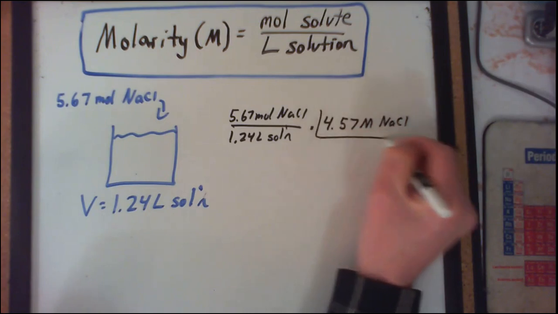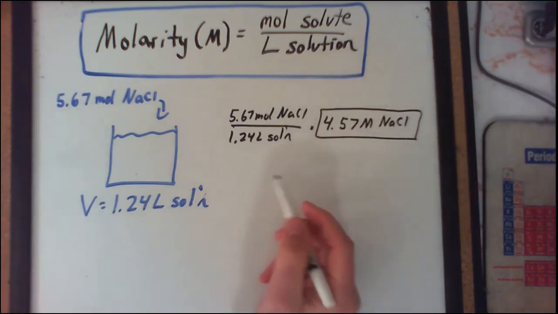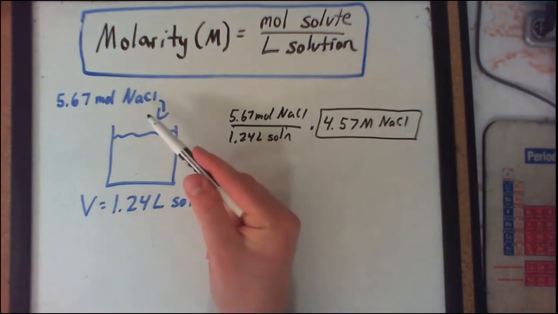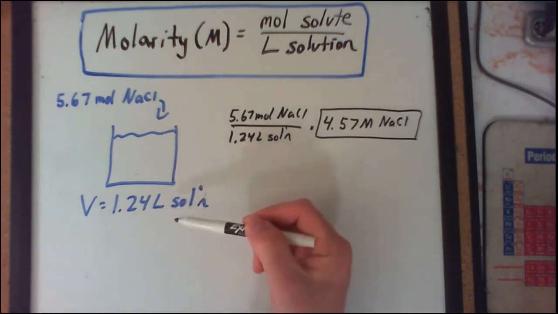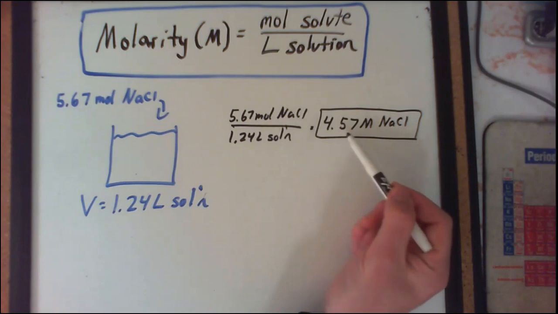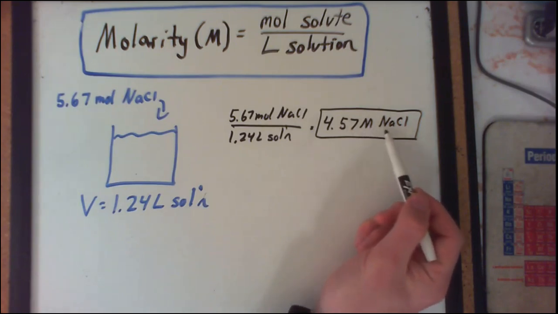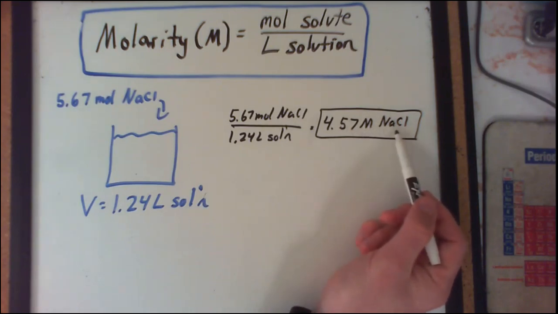So if the solution was prepared this way by dissolving this amount of sodium chloride in this total volume of solution, then we could properly label it as a 4.57 molar sodium chloride solution.